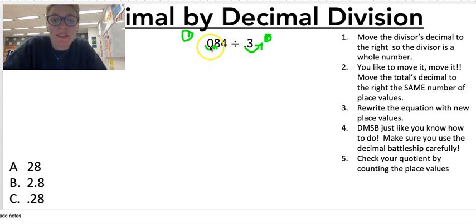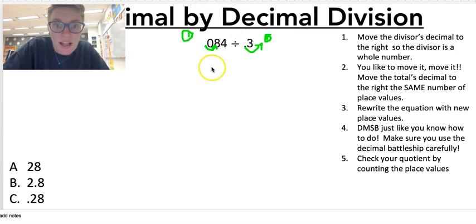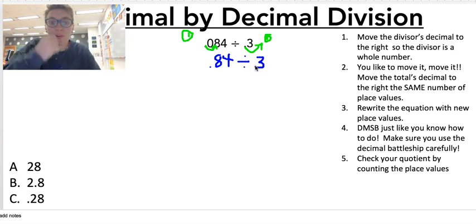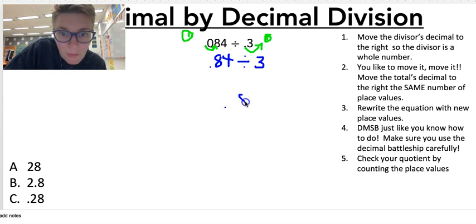Now we move the same thing on the total. So now it's 0.84. I'm going to rewrite there so we can see what it looks like. Now it's 0.84, so it now becomes 84 hundredths divided by 3. I much rather have a division problem where I'm not dividing it by a tenth, I'm dividing it by a whole number. Now we're going to rewrite the equation with the new place values. So I'm going to write 0.84 divided by 3.